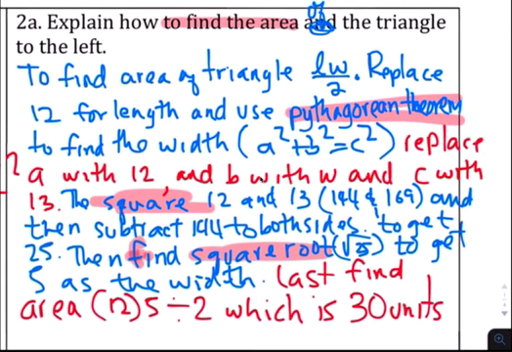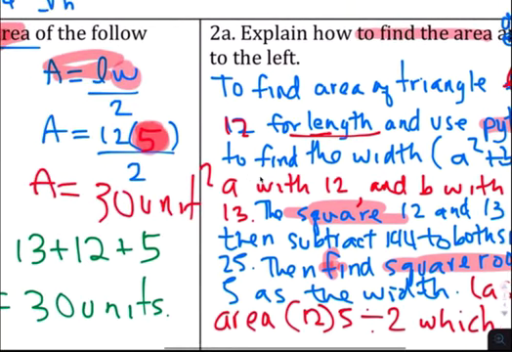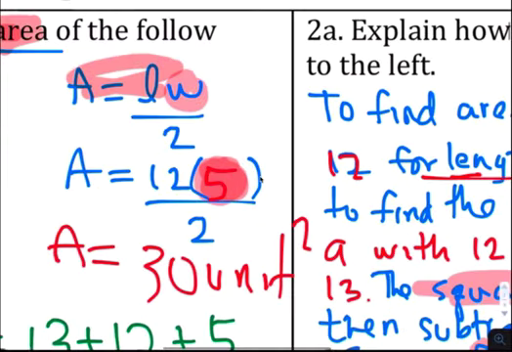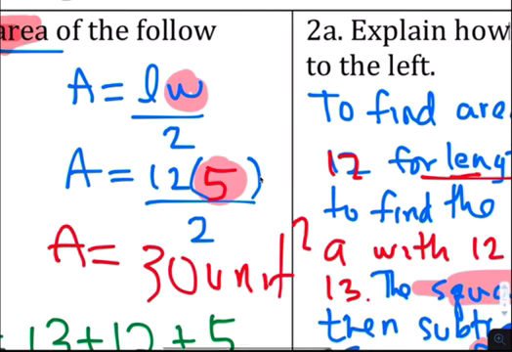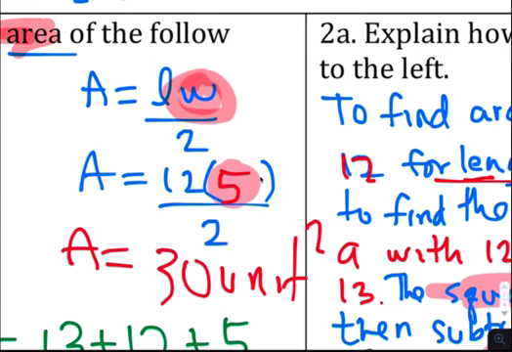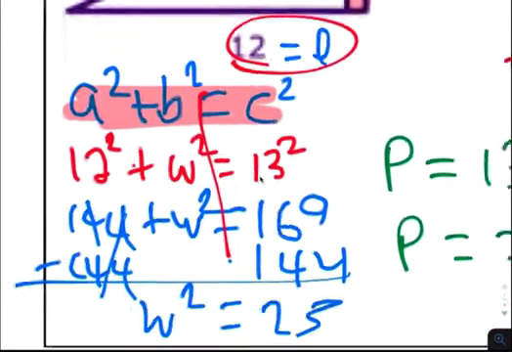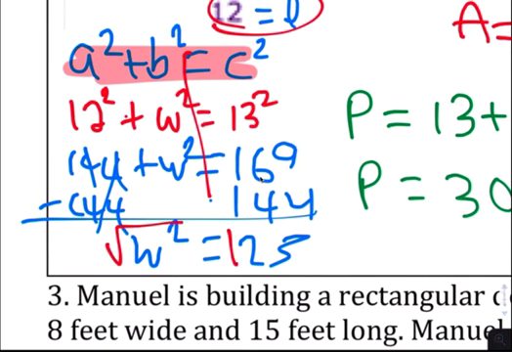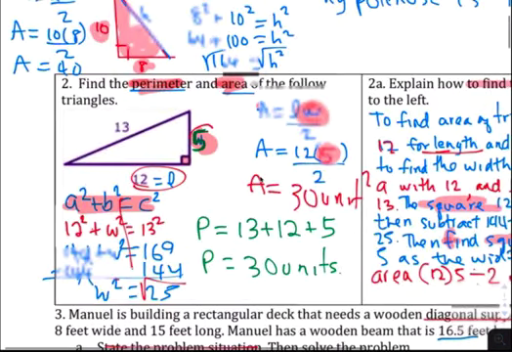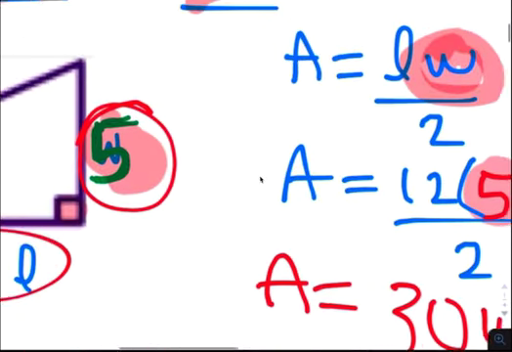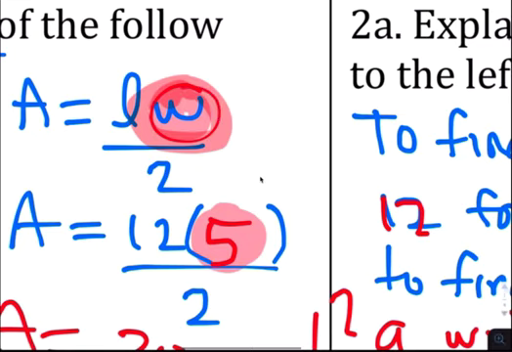To find the area of a triangle, you do length times width divided by 2, right? Replace this 12 for the length, L, right here. Because W is missing, you need to do Pythagorean Theorem. A squared plus B squared equals C squared, and the square root of this is 5. That's why we put 5 here for the width, and 5 here for this width there.